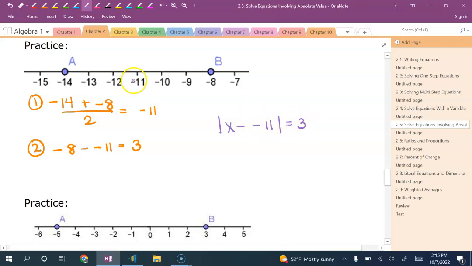Because the middle was a negative number, and I've got double negatives in my absolute value here, I'm actually going to switch that to a positive 11 to clean up that problem a little bit. And this would be the equation that represents that number line up above.